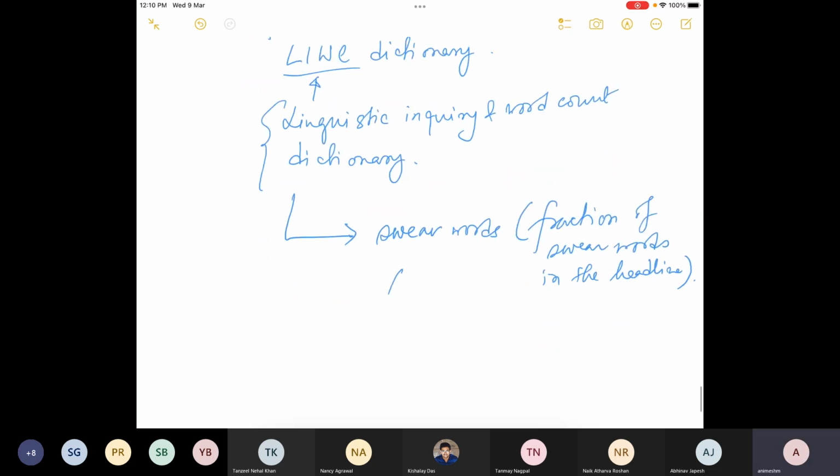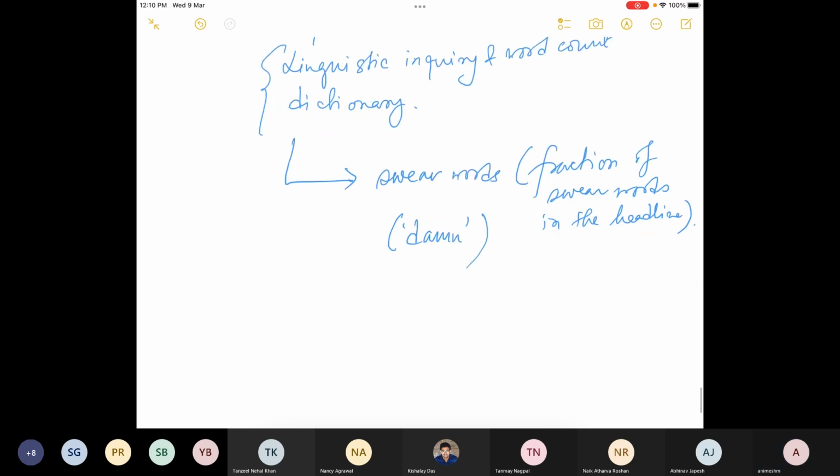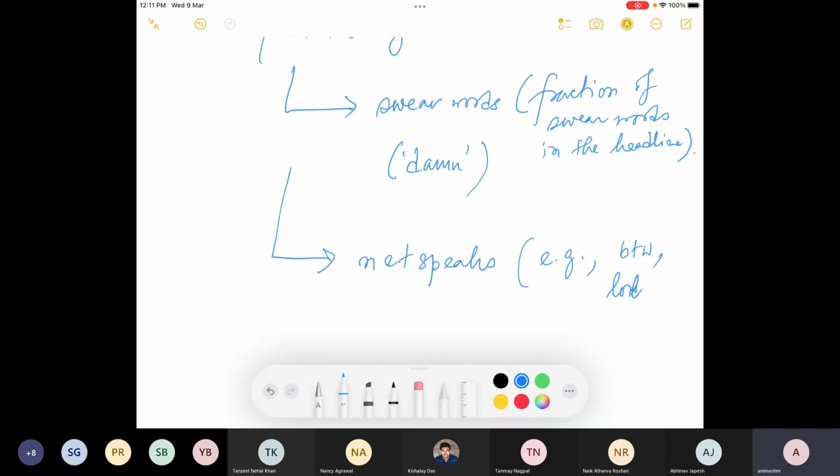Okay. Example like, then net speak. These are the day-to-day uses of various abbreviations that I guess most of you are aware of. So these kinds of things appear in clickbaity headlines far more than in realistic headlines.